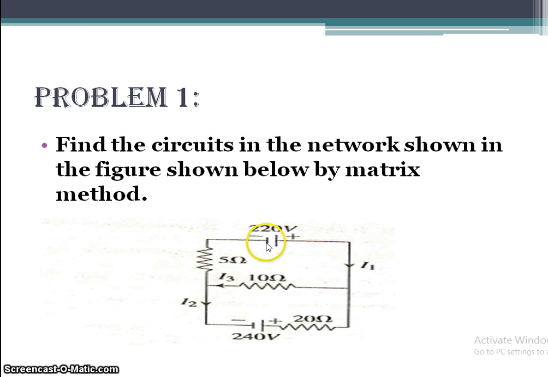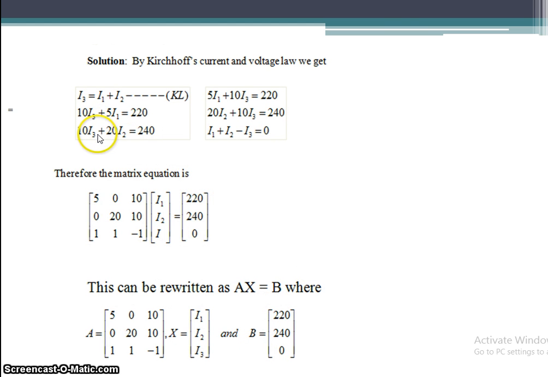Again I tell here, first we take the upper half of the figure, that is a circuit. We compare the voltage here, with the resistance in ohms. So we take 5I1 plus 10I3 equal to 220 volt. This is the first equation. Second equation is 20I2 plus 10I3 equal to 240. So this is based on the equations.